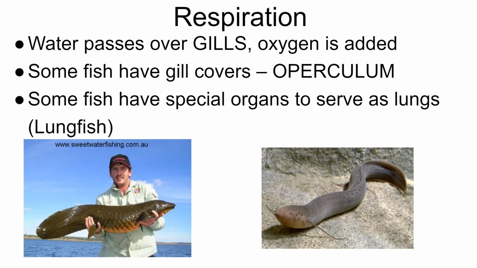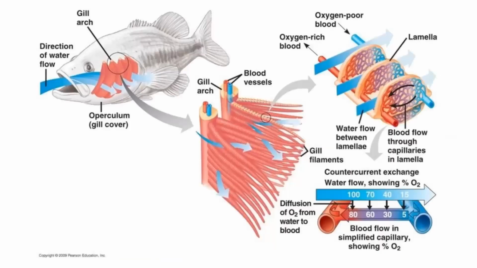Many fish have gill covers called operculums. We'll get into that later on. And then actually some fish do have some specialized organs that act as lungs. So not all fish have the same gill structures as we're going. Here's a look at those gills. They're really evolved to have high amounts of surface area, each one, with lots of blood vessels to facilitate that carbon dioxide to oxygen exchange there.